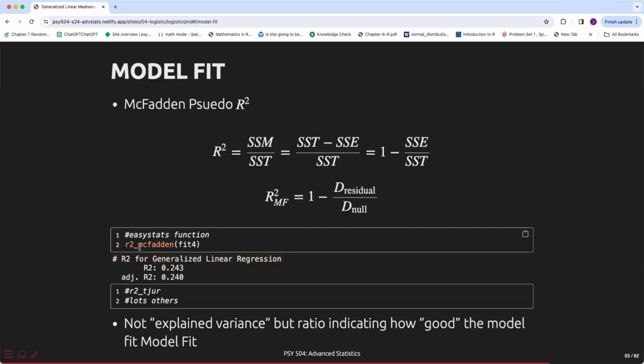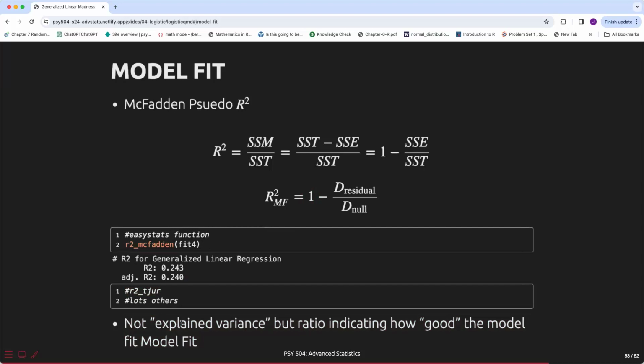And easystats has a function called r2_mcfadden, and it gives you the R squared and also the adjusted R squared here. Again, as I said, there's a whole bunch of other types of R squared measures that we can use. Easystats by default uses Tjur's R squared, so when you run the report function, it'll output that particular R squared. But McFadden's is fairly common and popular.